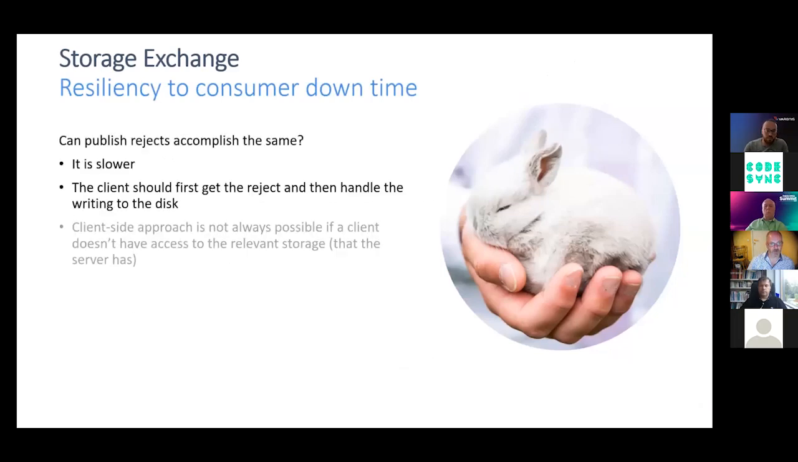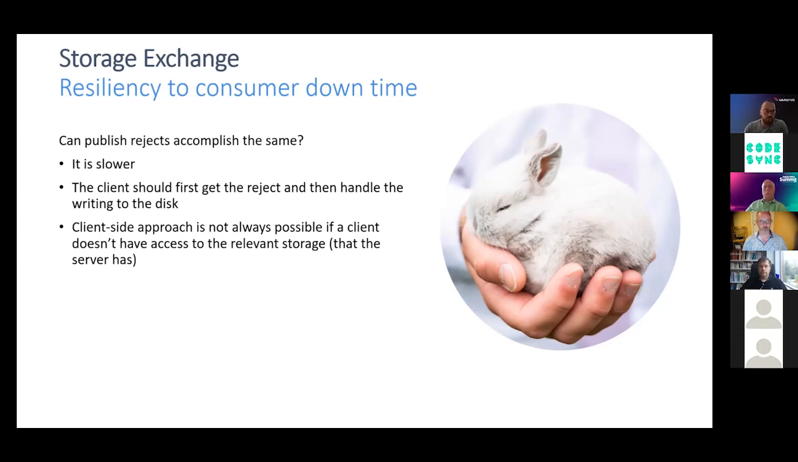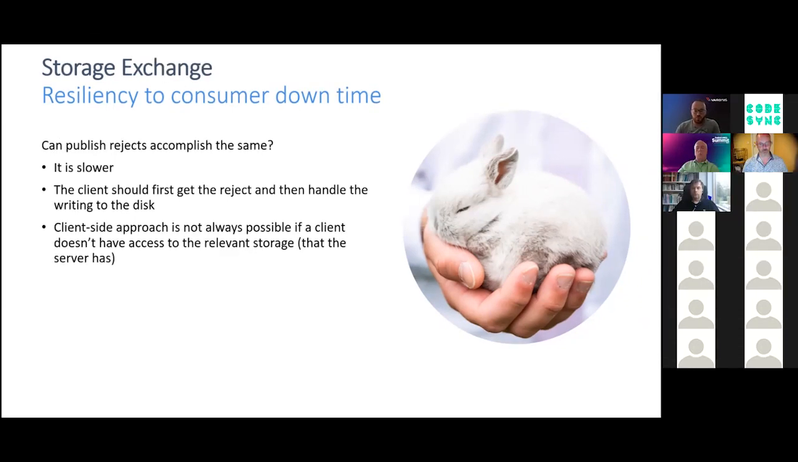So what about publisher reject? As I mentioned, it's a client-side approach, and it's going to be slower. The client has to figure out what to do when it receives a reject from RabbitMQ, and now the client has to go and store the message on disk, while it could continue to produce more data and publish. So it's going to make your client slower. That approach wasn't good for us.